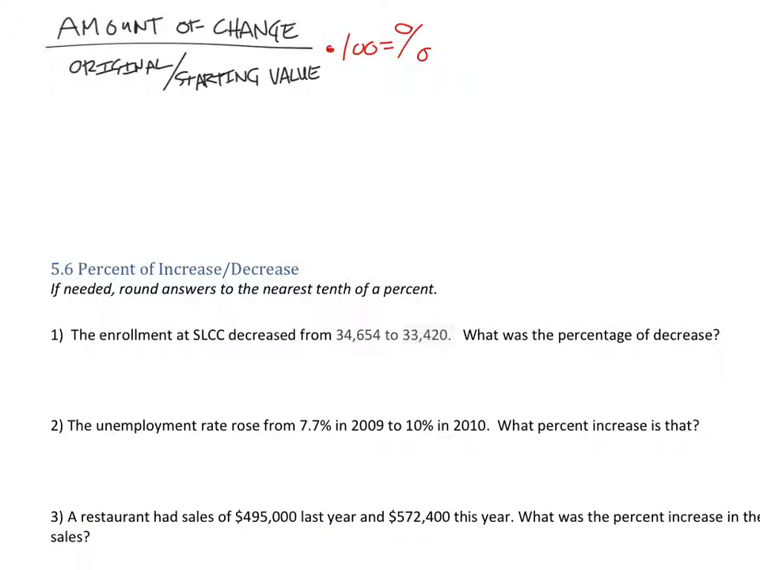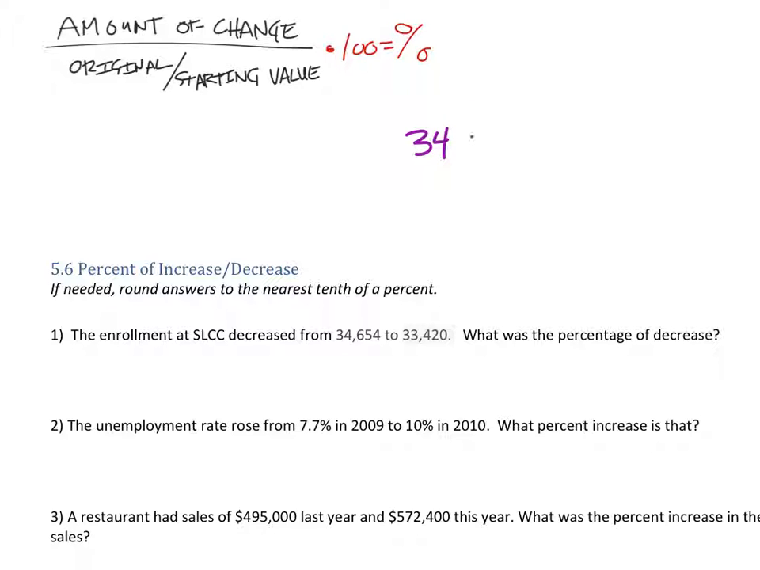So number one, the Salt Lake Community College decreased from 34,654 to 33,420. What was the percentage of decrease? So they already told us that it's a decrease, so we just got to figure out the change. So we're going to take these two, the amount of change, we're just finding the difference between those numbers.